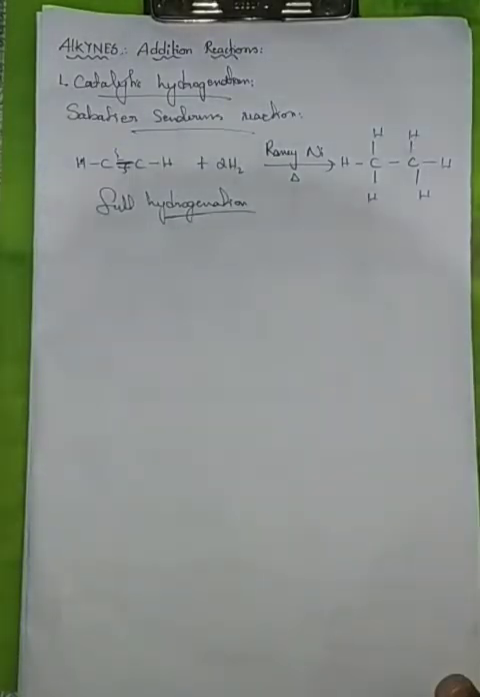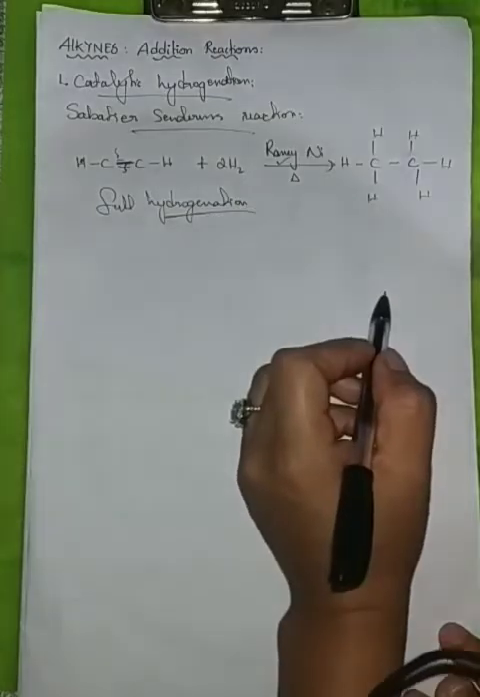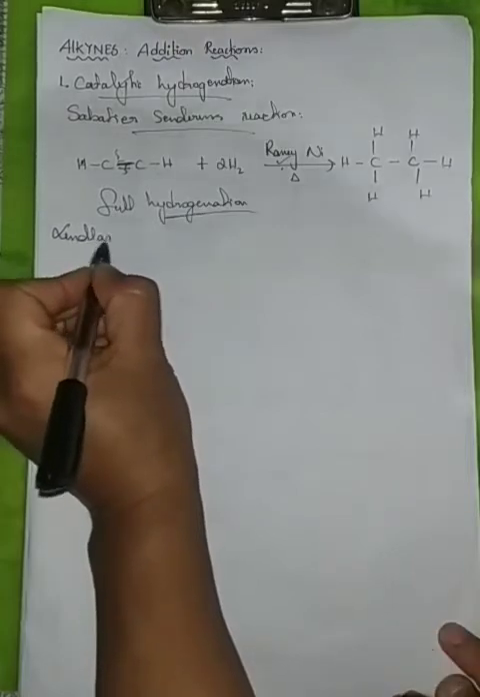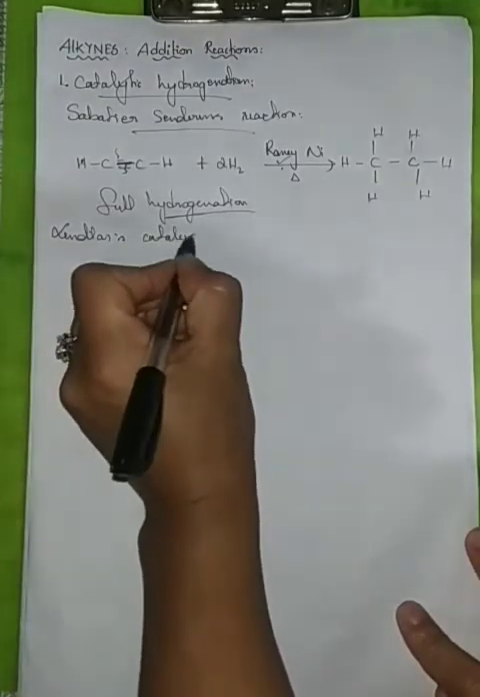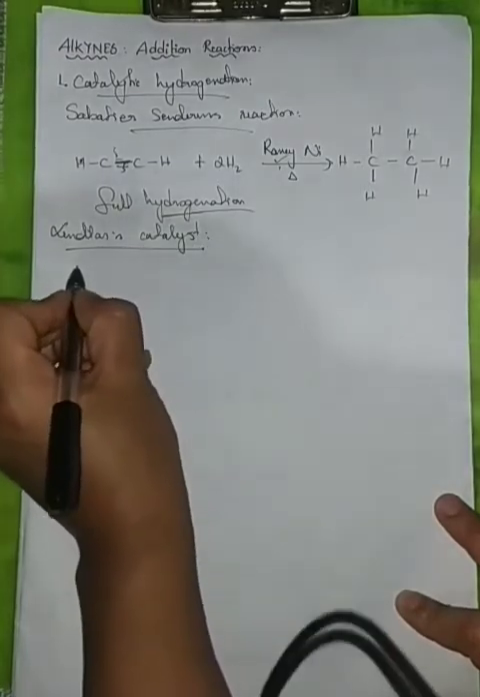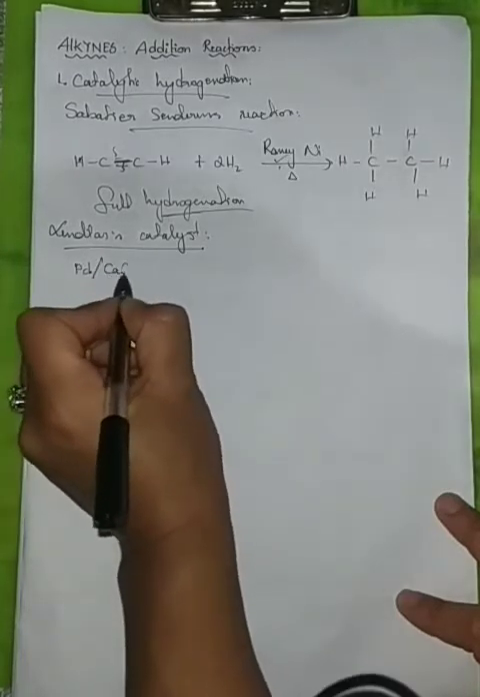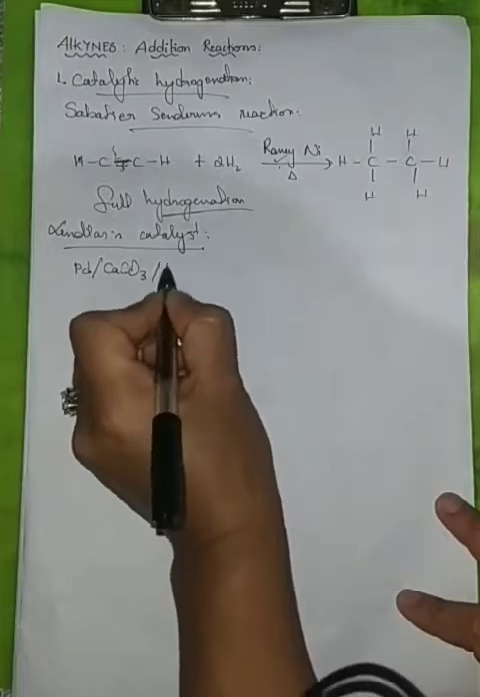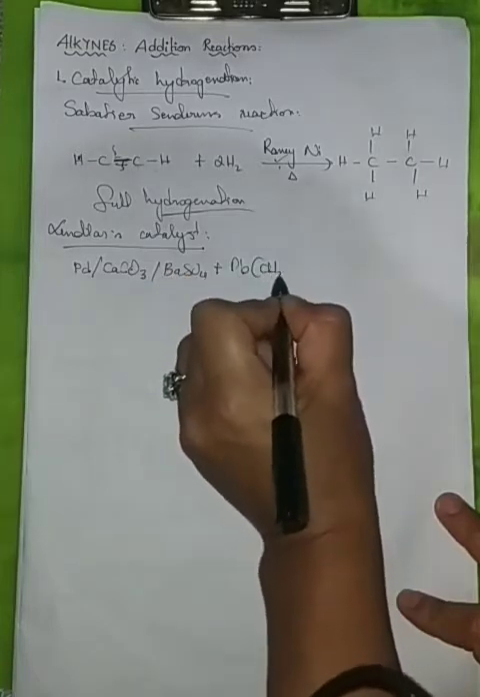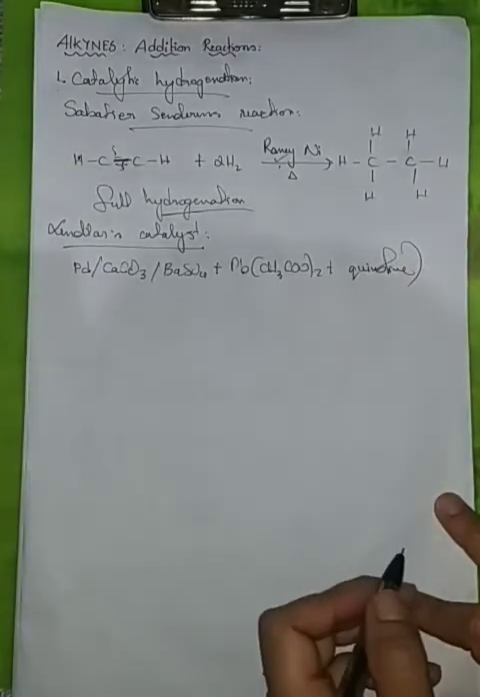Now let's check some of the catalytic hydrogenation reactions. Raney nickel was used as a catalyst in the first catalytic hydrogenation. Now when Lindlar's catalyst is used, let us check the hydrogenation. Firstly, what is Lindlar's catalyst? Lindlar's catalyst can be palladium on CaCO3 or BaSO4, with lead acetate, or quinoline may be used as a catalyst.